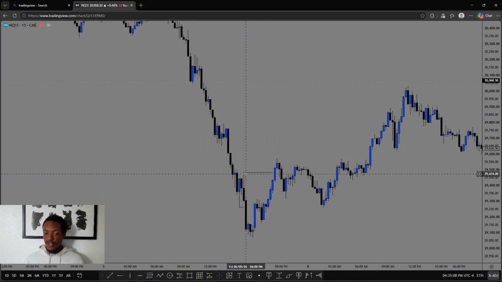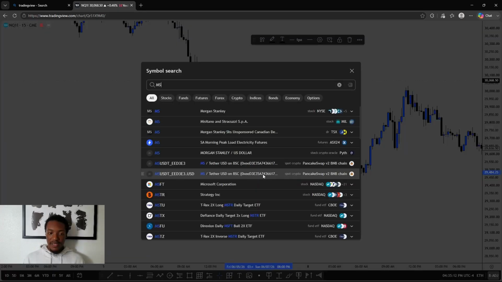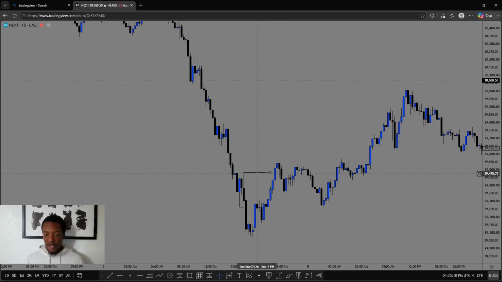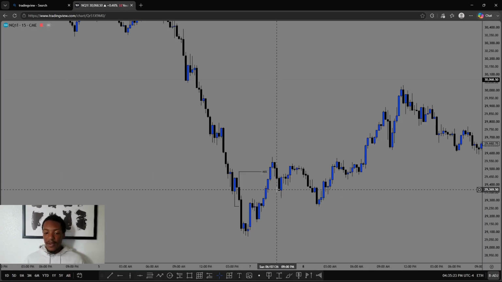What do we need? A closure through that swing high. We have a closure through that swing high. What's that going to make this? A market structure shift. As you can see here, we got a market structure shift because we got a closure through that swing high. Now, what can I expect? Price action to reverse.